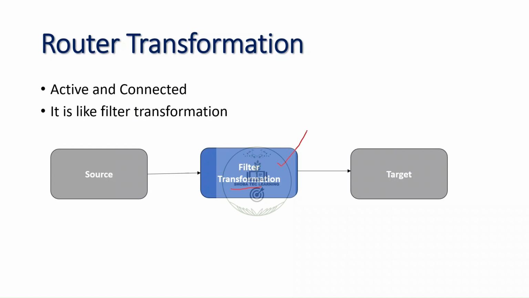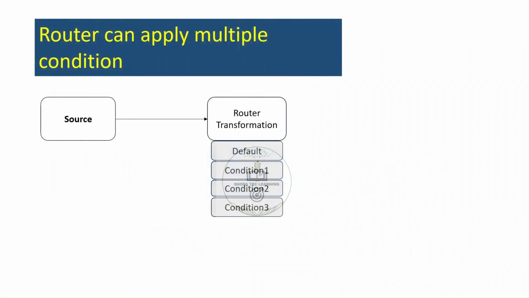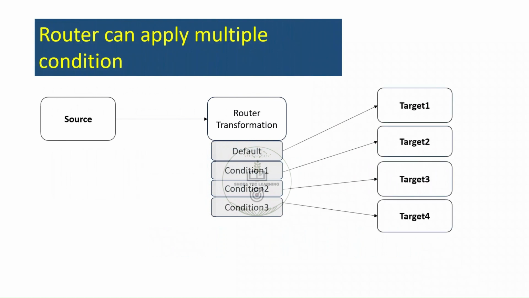Now consider a second scenario. Here there are three conditions, and for each condition I need to use a filter transformation. So we would get three filter transformations in our mapping. Instead of using these filter transformations, we can use a router transformation. With the help of the router transformation, we can apply multiple filter conditions, and based on that the data will be moved into the desired target location.